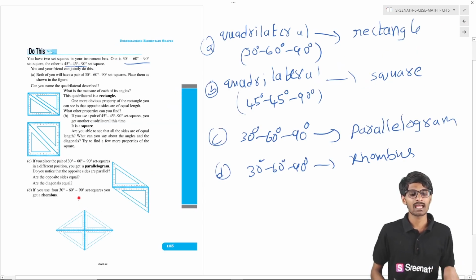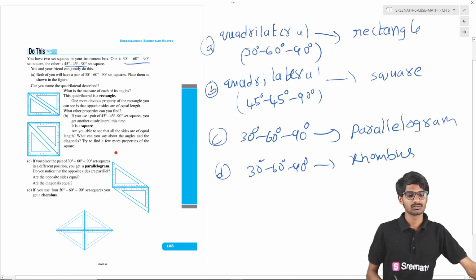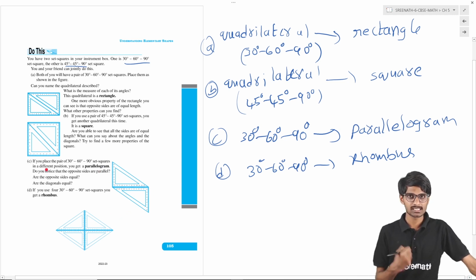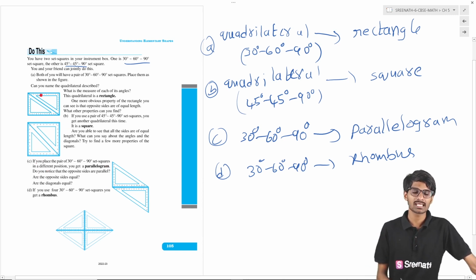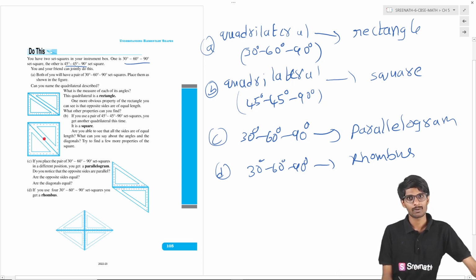In the rhombus, you will know that there will be a 90 degrees angle at this center, and these sides are parallel. In the parallelogram also you will have two parallel sides. In the square all sides are equal, all angles are equal, and all angles are 90 degrees. In the case of the rectangle you will have two pairs of parallel lines, and all the angles are 90 degrees. So this is all about the quadrilateral, students.